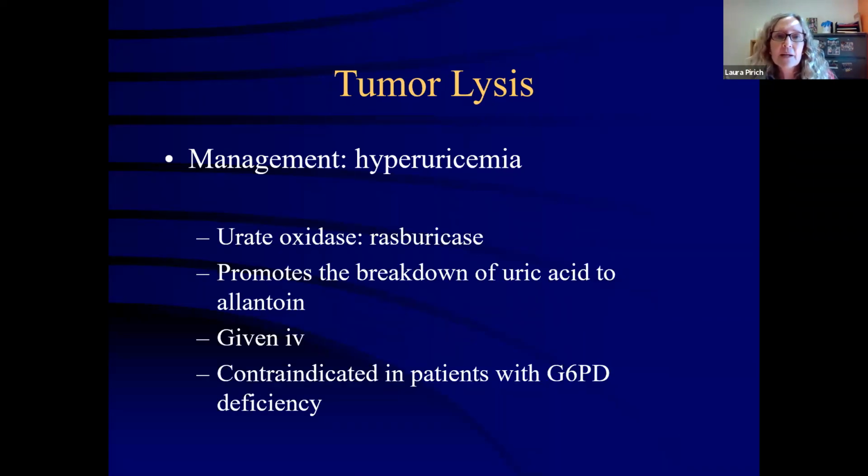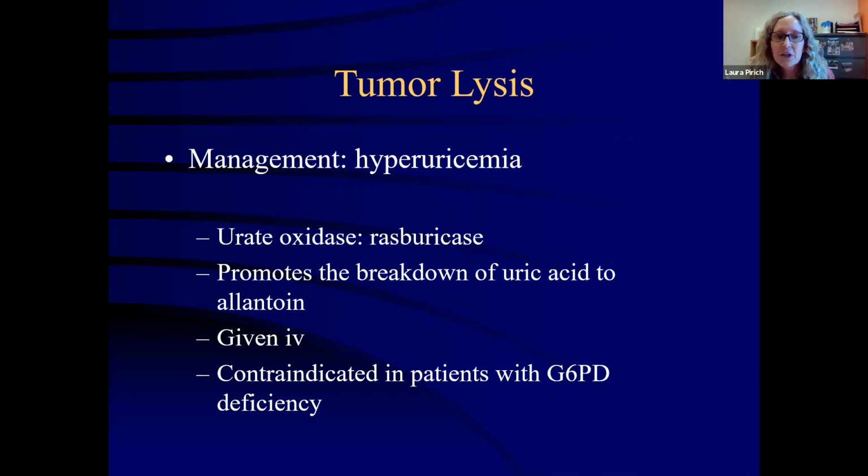A newer medication that we use to manage hyperuricemia is rasburicase. Rasburicase, and I have a picture to show you in a second, works a little bit differently than allopurinol. It promotes the breakdown of uric acid to allantoin, which is much more soluble in the kidney. Allopurinol works by preventing the formation of uric acid, but rasburicase will actually work by breaking down uric acid.